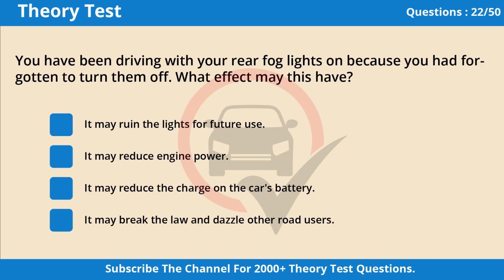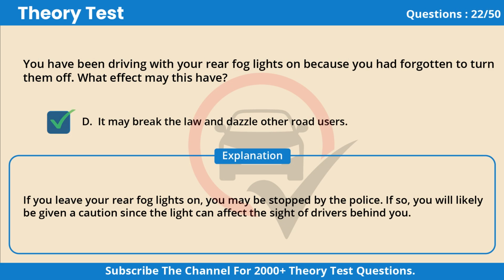Question 22. You have been driving with your rear fog lights on because you had forgotten to turn them off. What effect may this have? D. It may break the law and dazzle other road users. If you leave your rear fog lights on, you may be stopped by the police. If so, you will likely be given a caution since the light can affect the sight of drivers behind you.